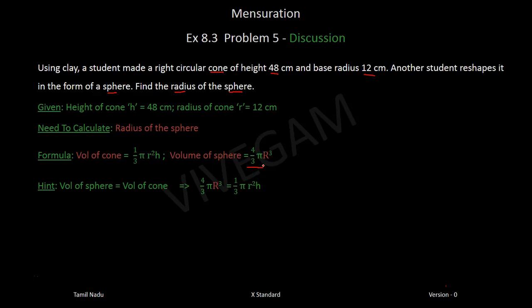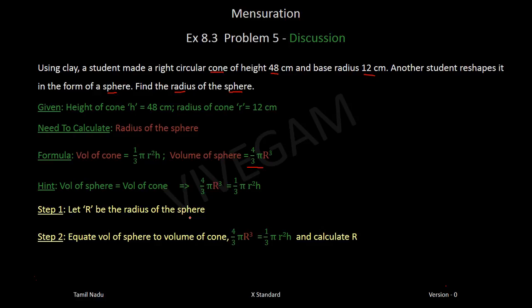So let me summarize the steps. Let R be the radius of the sphere. Equate the volume of the sphere, which is 4/3 pi R cubed, to the volume of the cone, which is 1/3 pi r squared h, and calculate R. R is the only unknown, so we'll be able to calculate. Now pause the video and try to do the problem on your own, and after doing, come back and check your working against our solution.